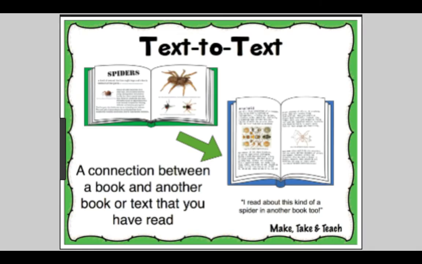The second kind of connection is text to text. Text to text is when one type of text or story reminds you of another. You might be reading one story, one non-fiction book, and it might make you say to yourself, this reminds me of another part of a book.